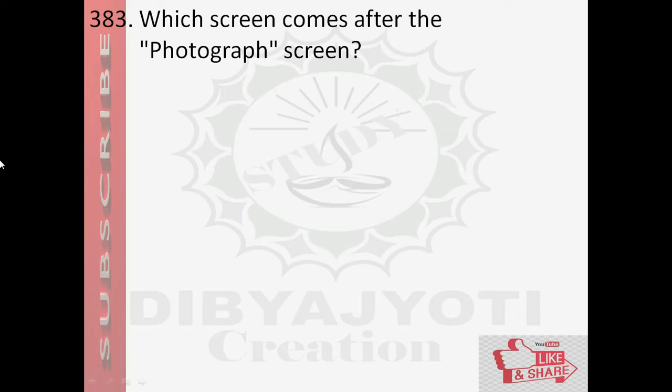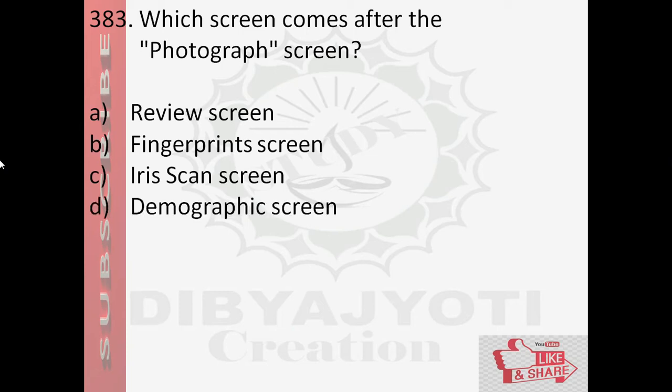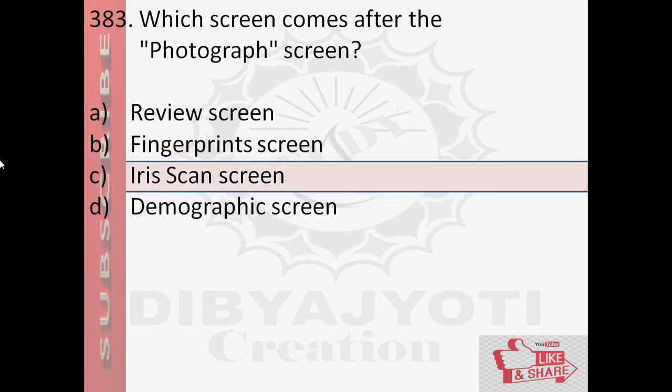Then move on to question number 383. Which screen comes after the photograph screen? Options are: option A, review screen; option B, fingerprint screen; option C, iris scan screen; option D, demographic screen. And the answer is option C, iris scan screen.